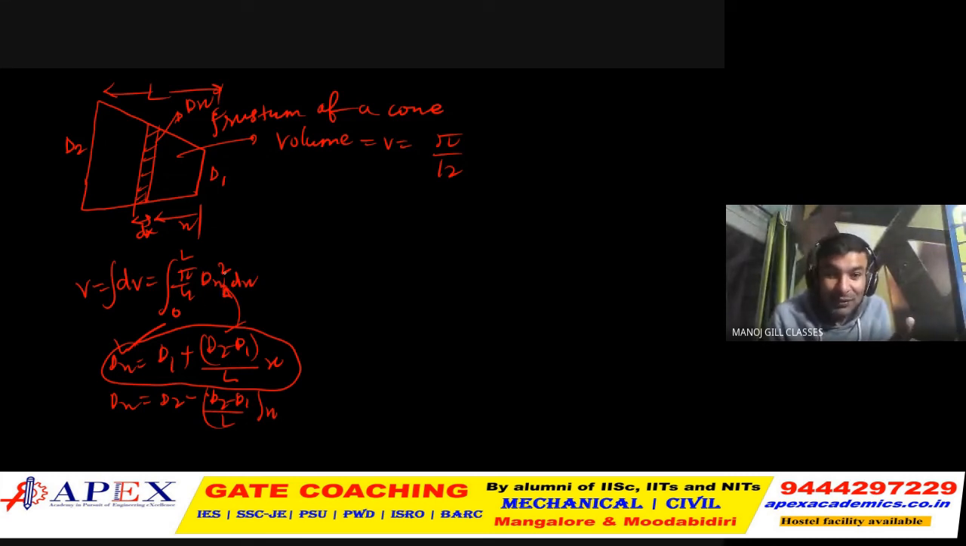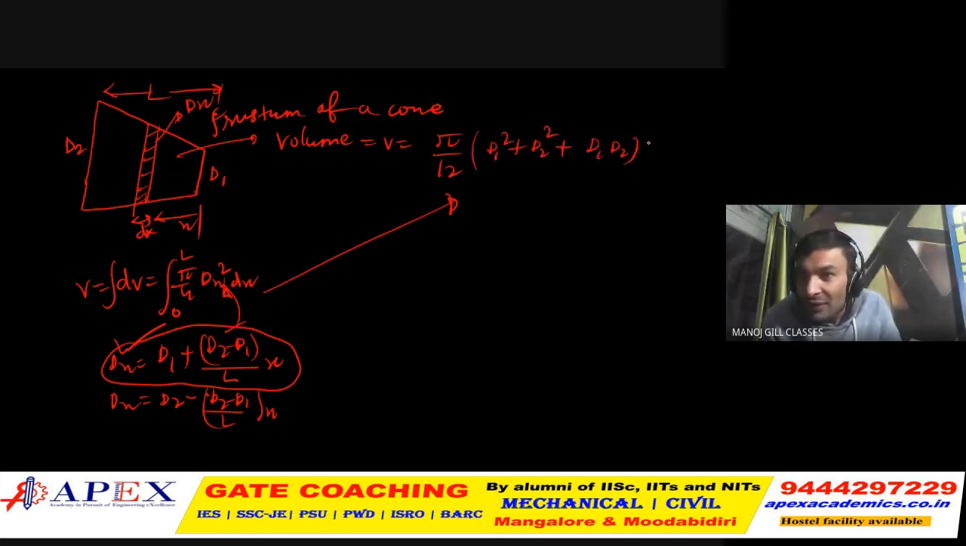Put this formula there, then you have to integrate it. So pi by 4 dx square dx. Put this in, and what you will get, what I am writing now, is pi by 4 into d1 square plus d2 square plus d1 d2 into L length. So this is the volume of the frustum of a cone.